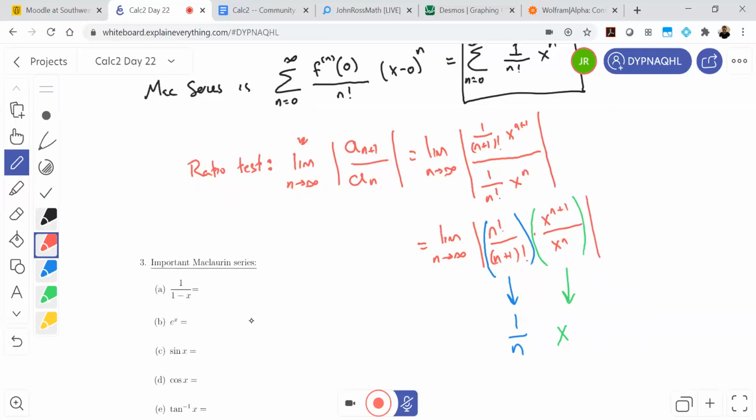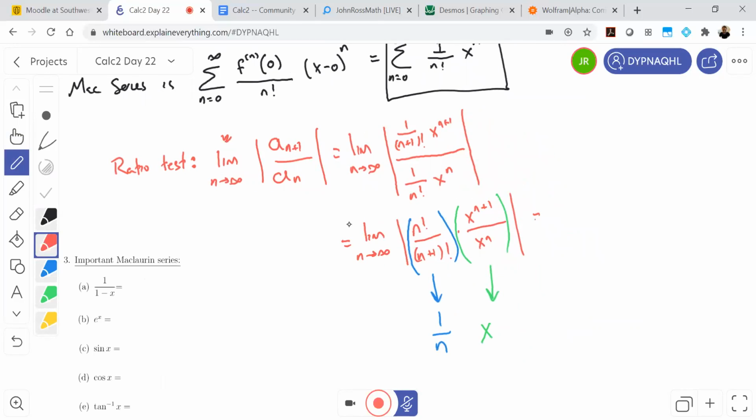So the whole thing becomes the limit as n goes to infinity of 1 over n times x. And no matter what x value we're looking at, even if we're looking at x equals 1,000,000 or x equals negative 1,000,000,000, as n goes to infinity, that denominator eventually wins. In other words, this limit is equal to 0 for every x value.